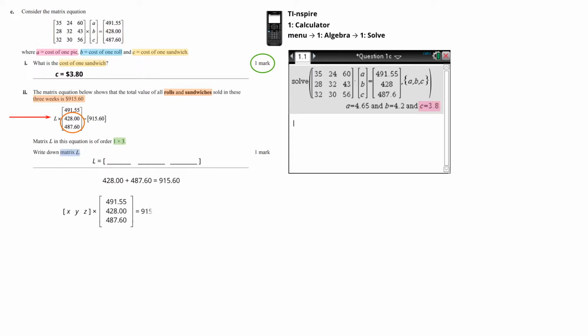We multiply the 2 matrices on the left-hand side of the equation as shown. We don't need 491.55, so we multiply this one by 0, and then we multiply the other 2 quantities by 1. So matrix L is going to be equal to [0 1 1]. This question is worth 1 mark for the correct matrix.